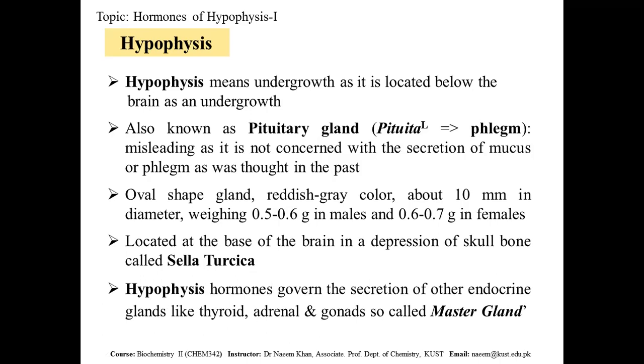Hypophysis hormones govern the secretion of other endocrine glands, which include the thyroid gland, adrenal gland, and gonads, and that's why this gland is also known as the master gland. I repeat, the hypophysis gland is known as the master gland because it has a governing role over the secretion of other endocrine glands, including the thyroid gland, adrenal gland, and gonads.